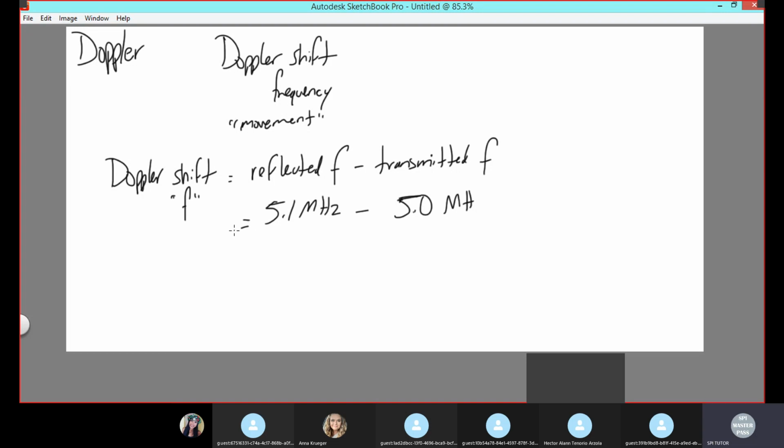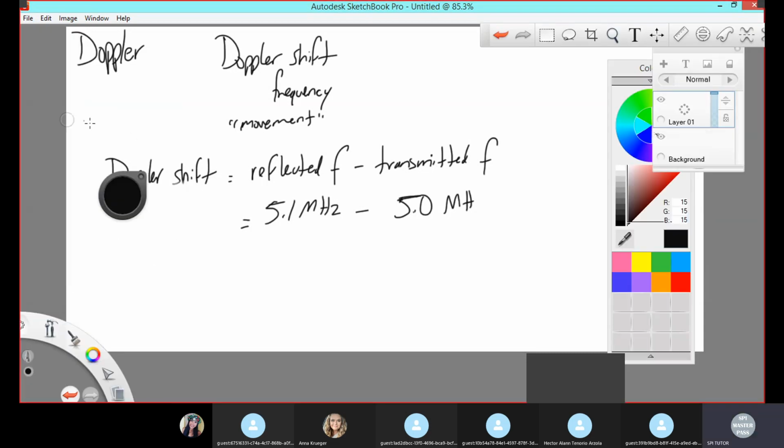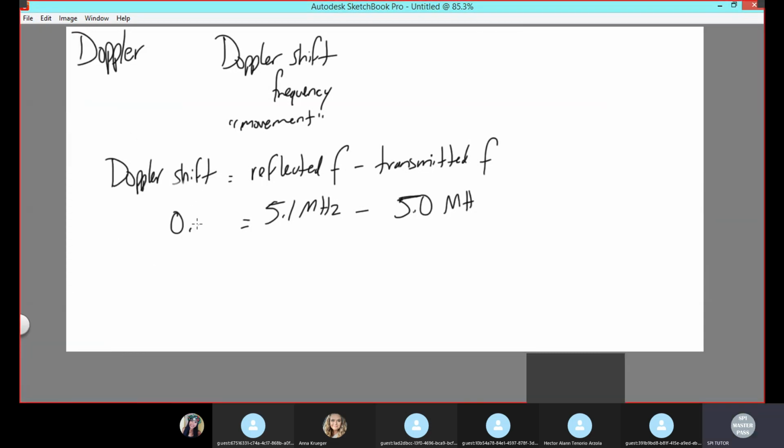And if I do the math, let me erase this. Do the math, my answer is going to be 0.1 megahertz. Okay, that's my answer, 5.1 minus 5. Now let's do another example. I also sent out 5 megahertz, but in this case, I received 4.9 megahertz as my reflection. So if I do the math here, it's also 0.1 megahertz, but in this case, it will be negative: 4.9 minus 5.